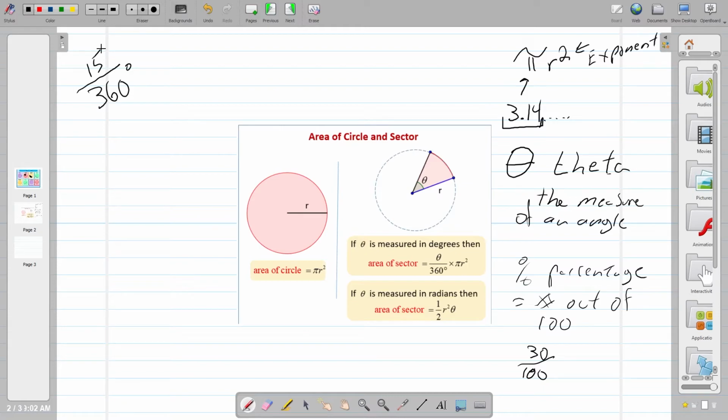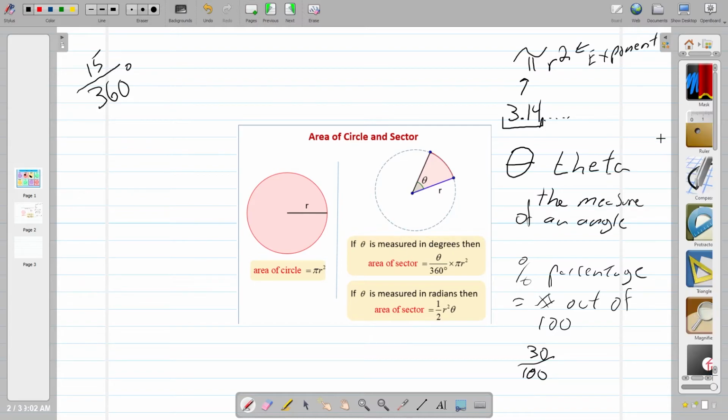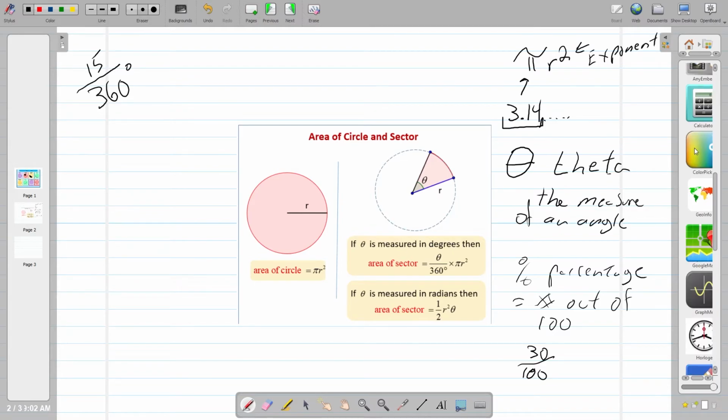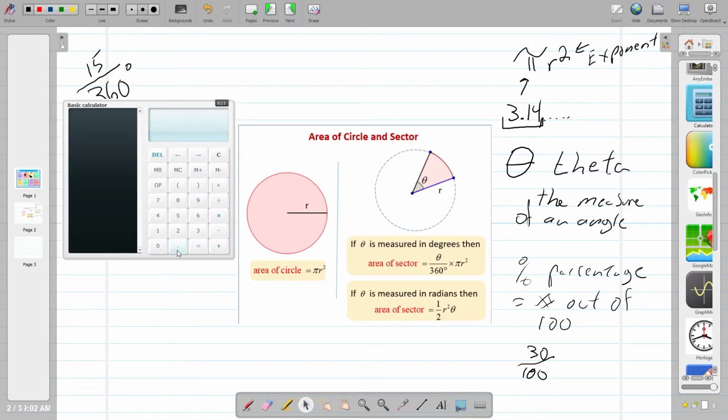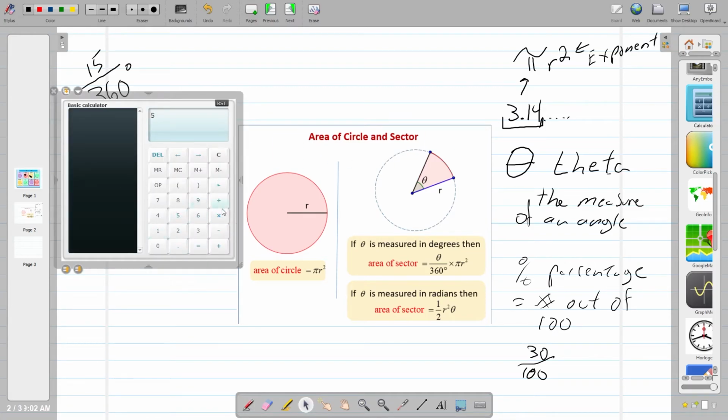So if you divide, there's a calculator in here. I was going to do it on my own, but there's a calculator I can show you. 15 divided by 360 equals what?